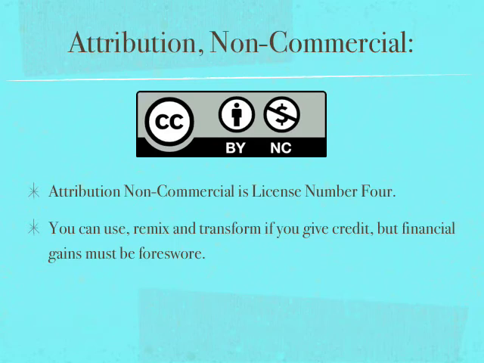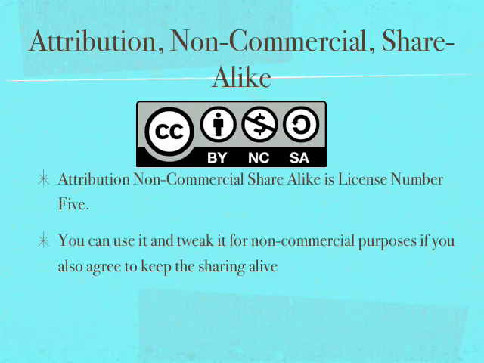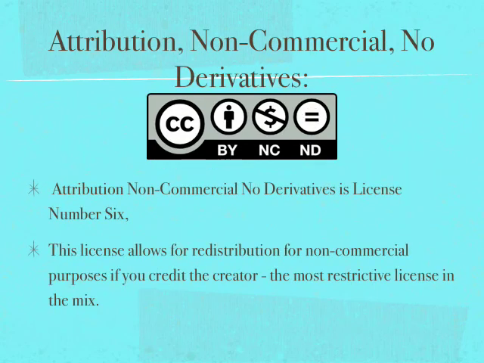Attribution non-commercial is license number 4. You can use, remix, and transform if you give credit, but financial gains must be forsworn. Attribution non-commercial share alike is license number 5. You can use it and you can tweak it for non-commercial purposes if you also agree to keep the sharing alive. Attribution non-commercial no derivatives is license number 6.